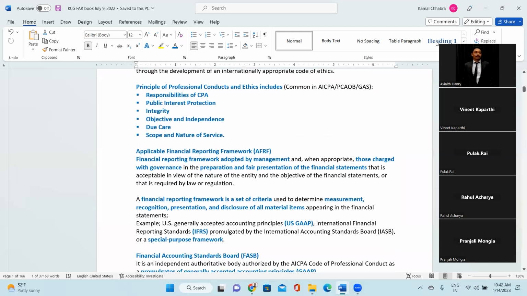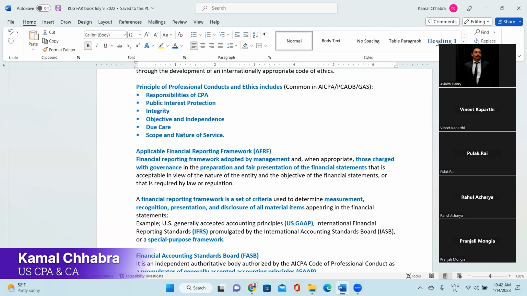There are certain principles as a member of AICPA which we need to follow. The first one is the responsibilities of the CPA, which is also issued by the AICPA and we need to adhere to, right? Second is public interest protection. As CPAs, we always need to keep in mind the interest of the public, because AICPA is a professionally recognized body and across the globe people trust AICPA members like us. To maintain that trust, we need to follow certain rules and regulations, that is the code of conduct, code of ethics, responsibility of the CPA, and public interest protection. Whatever action or reaction we take, we always need to keep in mind the public interest, because people trust CPAs, right?